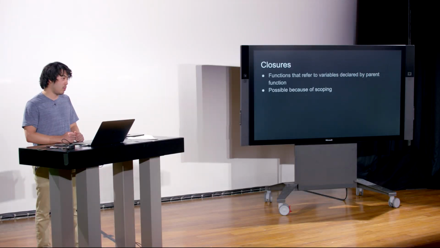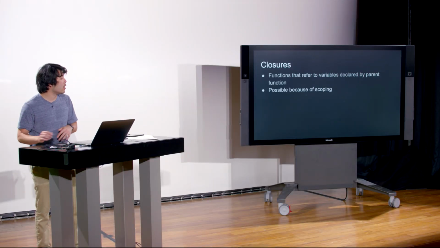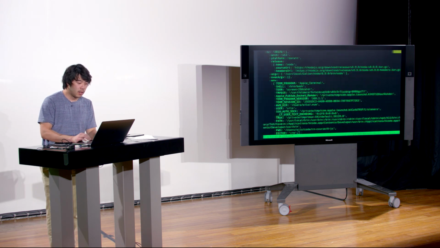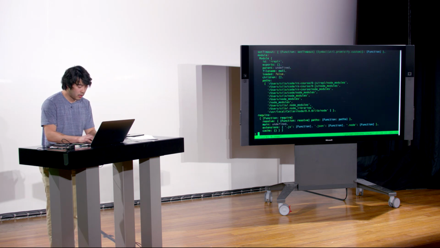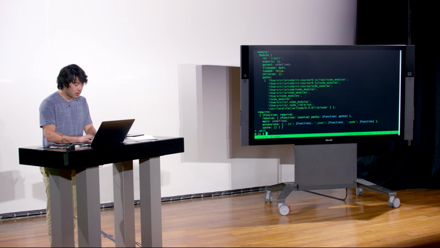And so what closures are, it's the behavior whereby functions that refer to variables declared by a parent function still exist. And it's possible because of scoping. What the heck does that mean? I'll explain it in the next lecture, but let's go ahead and explore what this actually means.